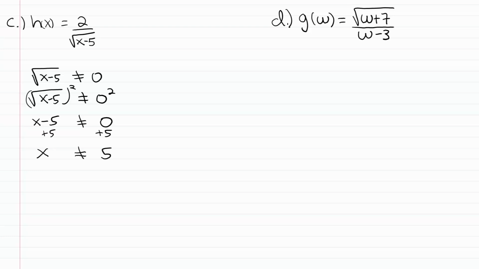What this is saying is, look, if you put 5 into here, you're going to get 5 minus 5, or 0, and the square root of 0 is 0, and that's not acceptable, because then we'd have an undefined fraction. Okay, so we know that x should not be equal to 5, so we have to leave that out of our domain.